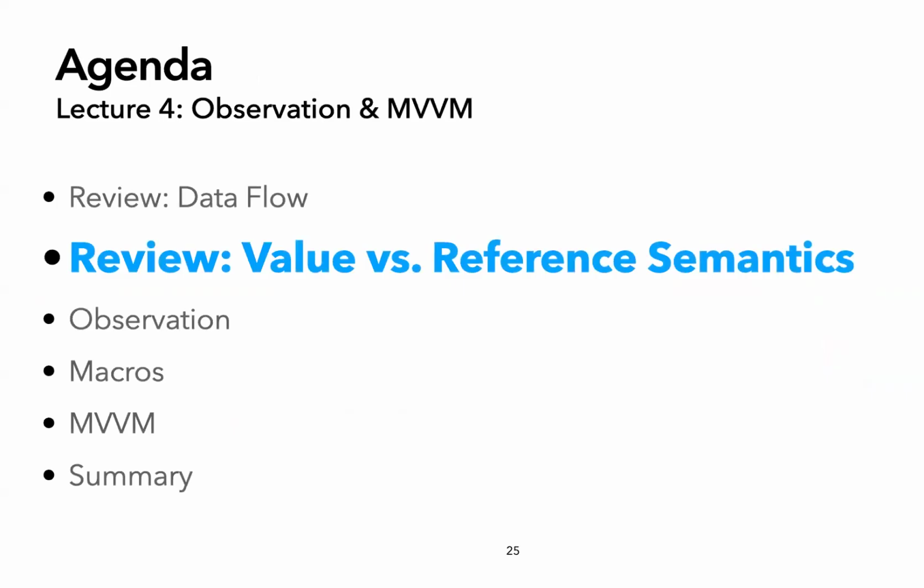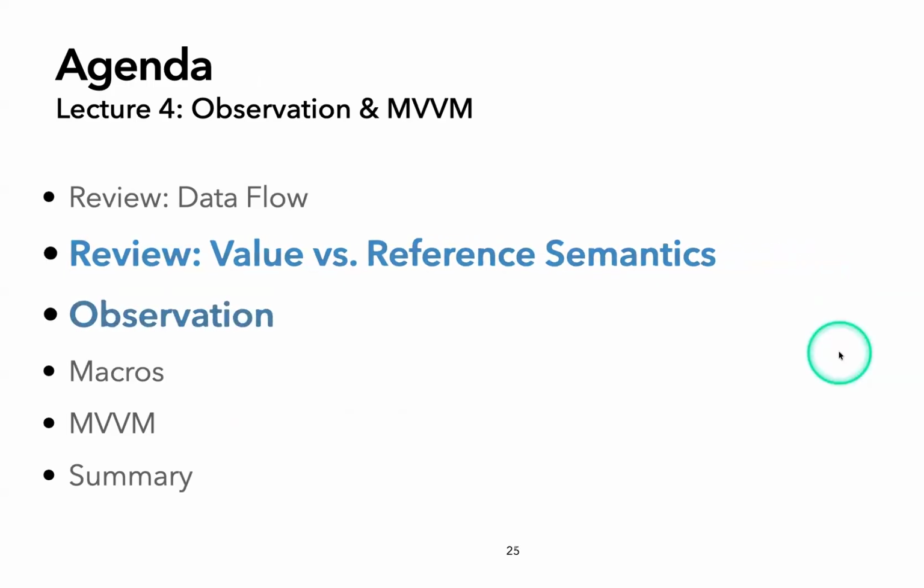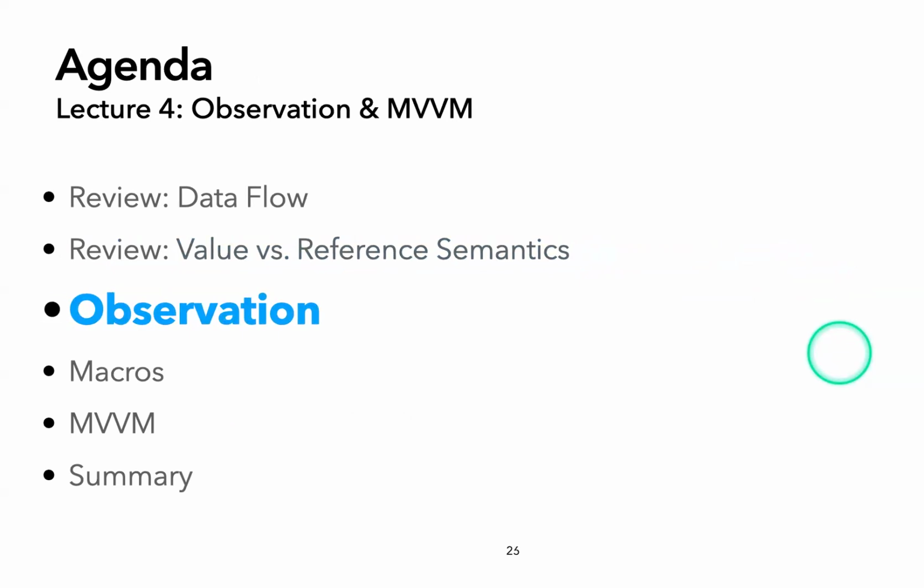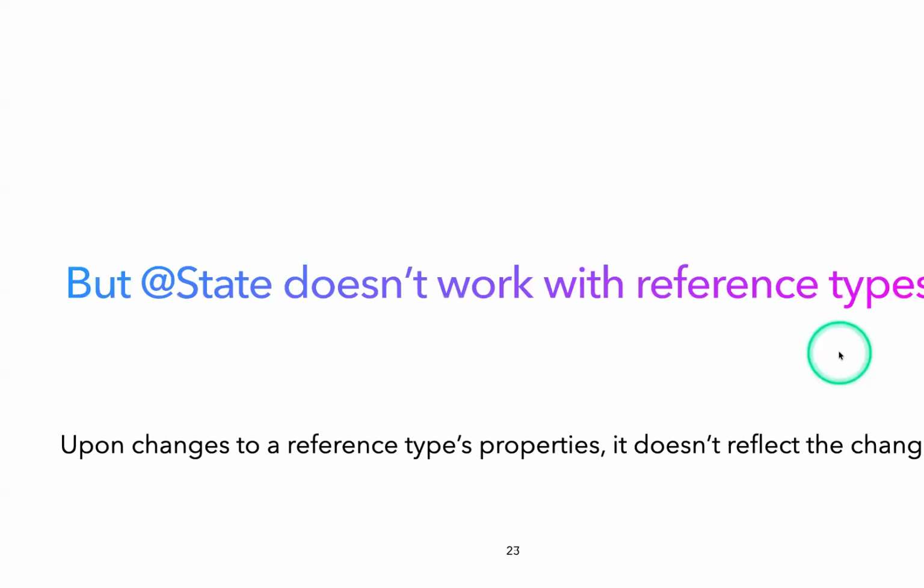Okay, so those are two quick reviews again, and these are really important. So just have those ideas in mind. Now let's talk about observation. So observation is a framework by Apple introduced in WWDC 23, which is the release of iOS 17.